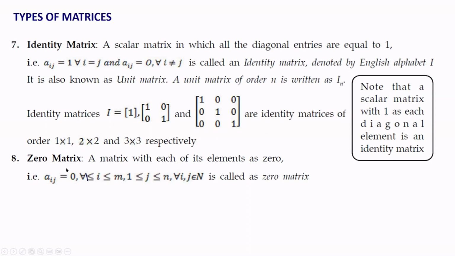Next one is the zero matrix. If a matrix has all elements 0, then such a matrix is called a zero matrix. So here, a scalar matrix with 1 as each diagonal element is an identity matrix.